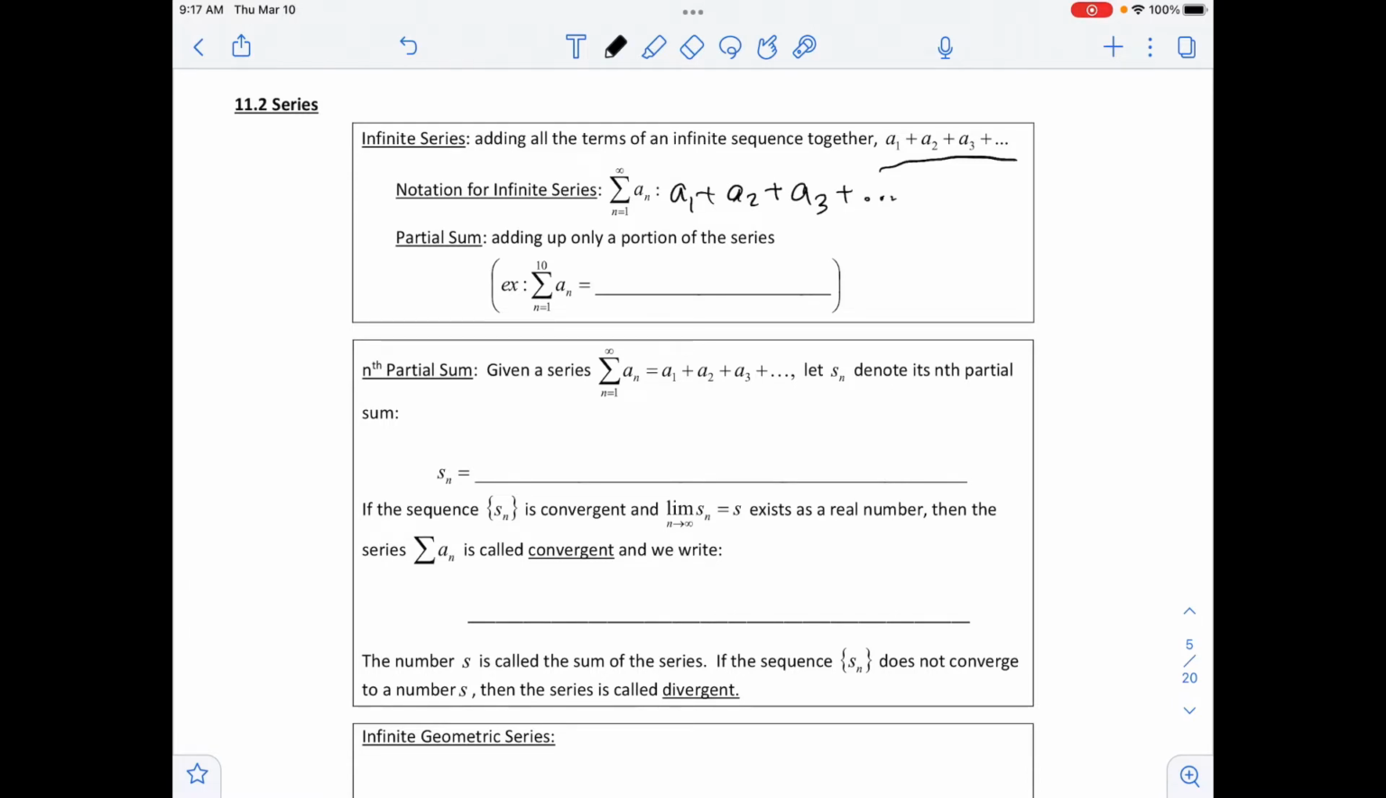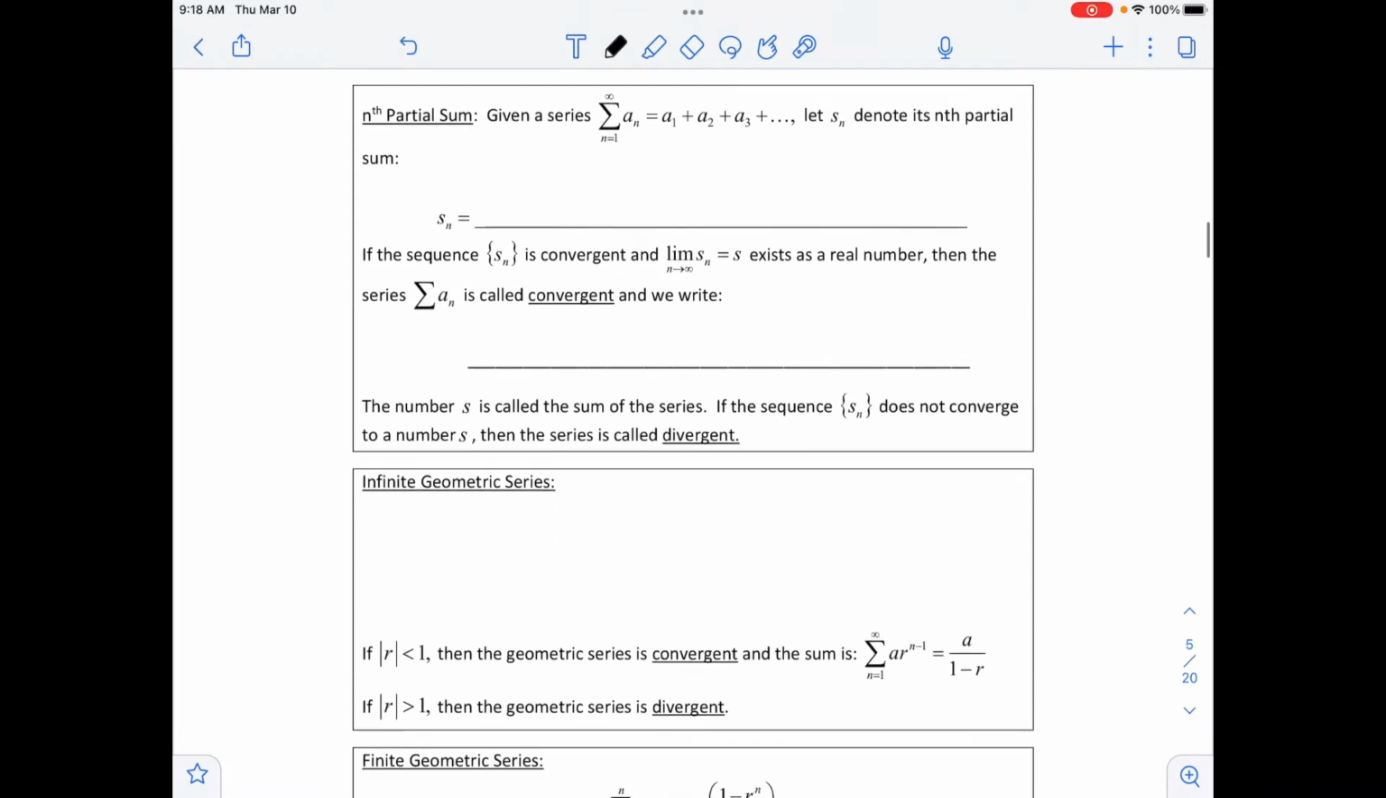Then we also have a partial sum, and this is adding up only a portion of the series. So for example, if we had the sum from n equals 1 to 10 of a sub n, we would have a sub 1 plus a sub 2 plus, and we would go on, but we would stop at the last value that we would substitute in, which for this problem is 10. So a sub 10.